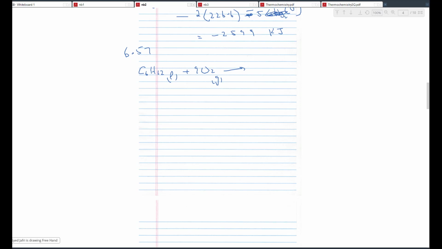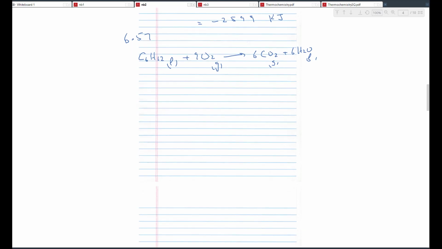So it looks like 6 CO2 gas plus 6H2O liquid, because we need the state. They are already giving us the delta HF for C6H12 liquid, and this means standard minus 151.9 kilojoules per mole.